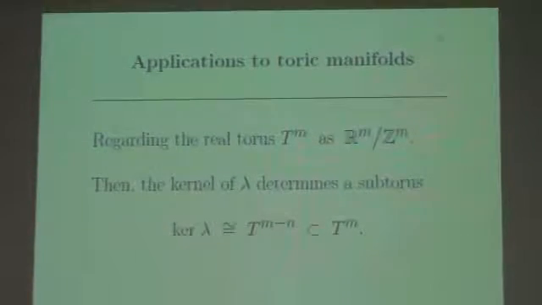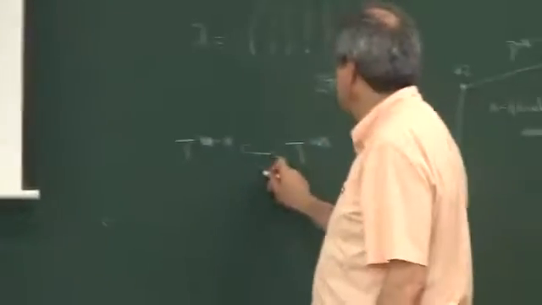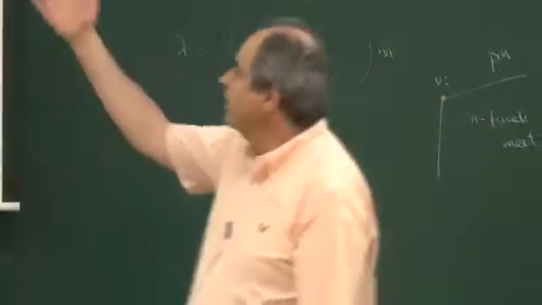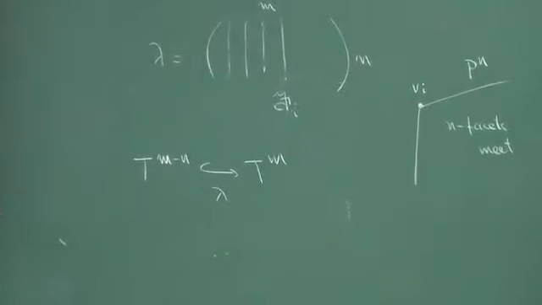Now, if I look at the Lie algebra, I can regard the M torus as a quotient of the Euclidean space, of the real numbers, and so the kernel of lambda determines a subtorus. So instead of this matrix, all that's important to me is a choice of subtorus in the M torus. That's all that's important to me, and here's one way to construct it.